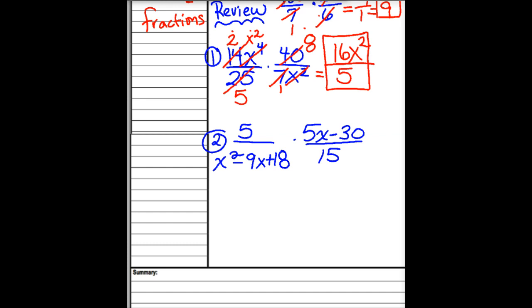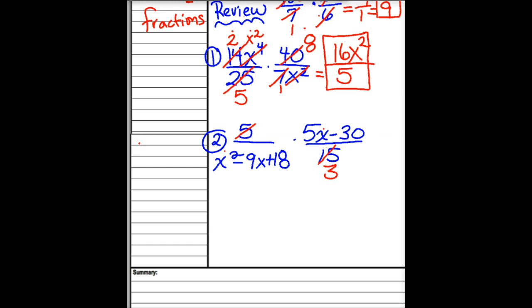And let's discuss first of all what we can do and what we can't do. I can cancel this 5 with this 15, leaving a 3, because they are not living next to pluses or minuses, so it's perfectly legal for me to cancel those. But I cannot cancel like this x with a couple of these, because those aren't factors, they're parts of addition and subtraction, so we cannot do that.